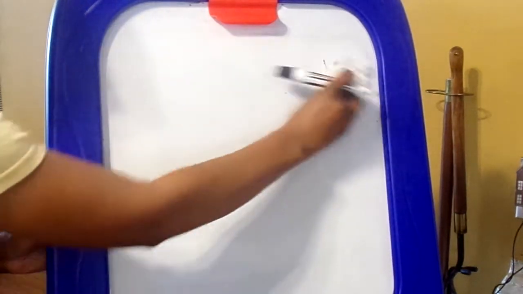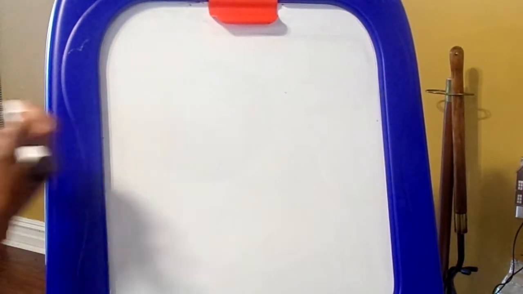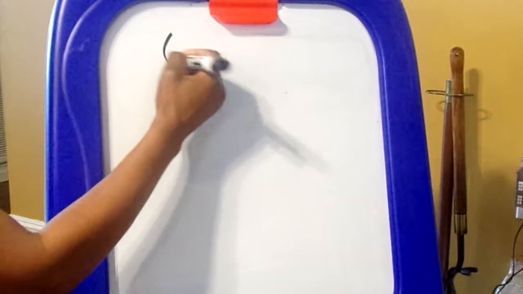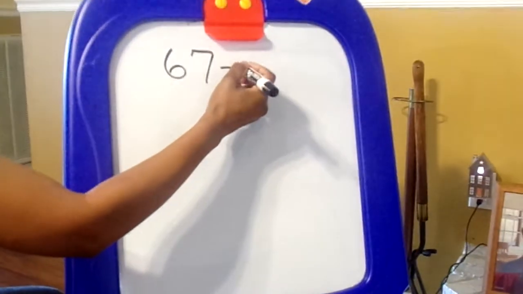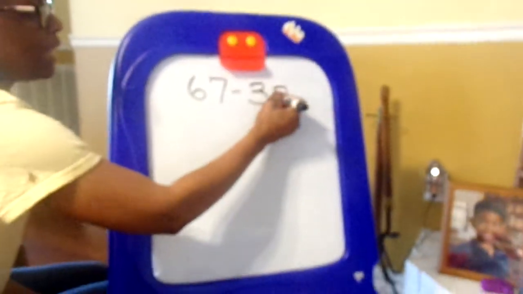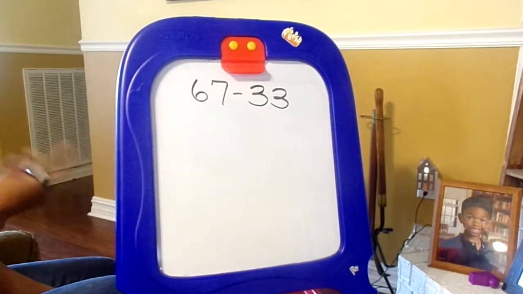All right, so now I'm going to demonstrate some subtraction of two-digit numbers without regrouping. Just like when we learned to add, the first thing that we learned to do was to draw a picture. So if I subtract, I can do the same. And again, this is without regrouping.